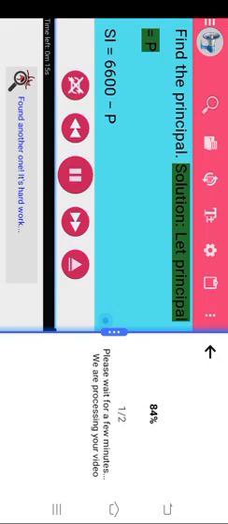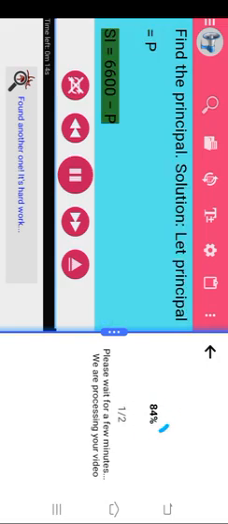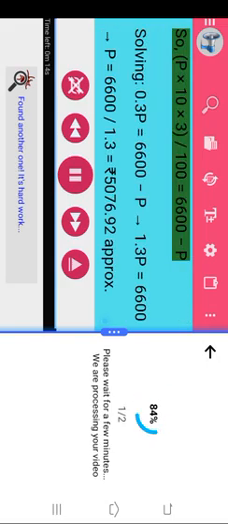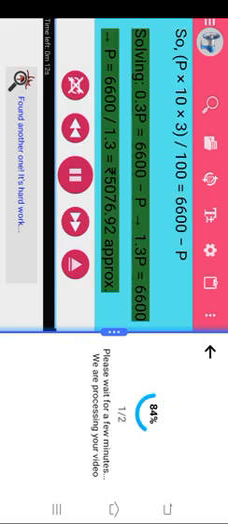Find the principal. Solution. Let principal equals P. SI equals 6,600 minus P. So, P times 10 times 3 over 100 equals 6,600 minus P. Solving: 0.3P equals 6,600 minus P, so 1.3P equals 6,600, so P equals 6,600 over 1.3 equals 5,076 rupees and 92 paise approximately.